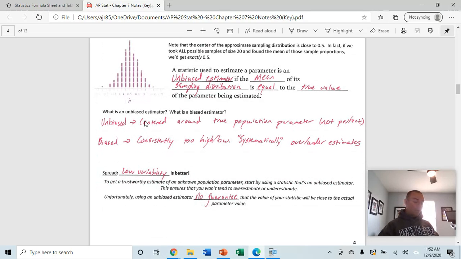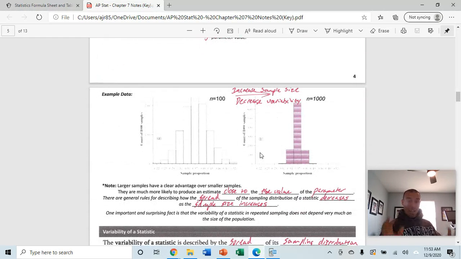When we're talking about spread, we're looking for low variability. So we'd rather have all of these values clustered closely towards the center. Low variability is better. So to get a trustworthy estimate of an unknown population parameter, start by using a statistic that's an unbiased estimator. That ensures that you won't tend to over or underestimate the value. Unfortunately, using an unbiased estimator, there's no guarantee that the value of the statistic will be close to the actual parameter value. So one thing that we can do to help reduce the variability is to increase the sample size.